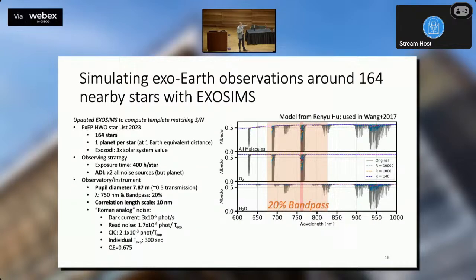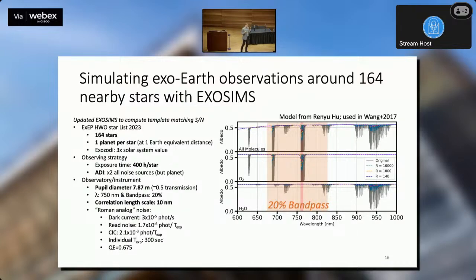Sorry for the couple of slides of technical detail, but equipped with that statistical framework, we have been simulating Exo-Earth observations around 164 stars using a modified ExoSim framework. This is just a very initial analysis, and we'll have to do more in the future. We assumed one planet per star, and we spent 400 hours per star, looking at a 20% bandpass centered at 750 nanometers, so that we will look at oxygen here.